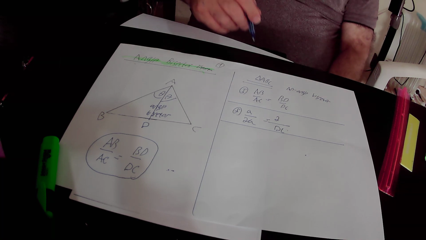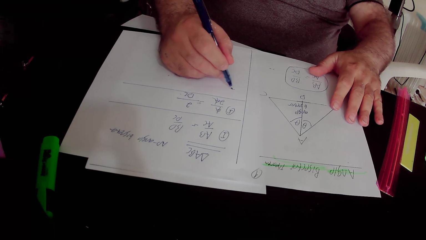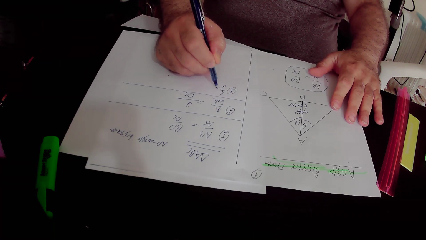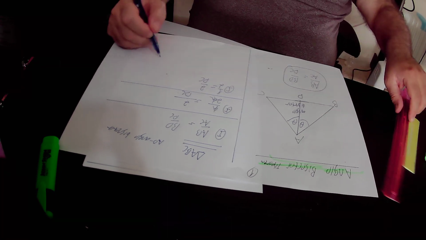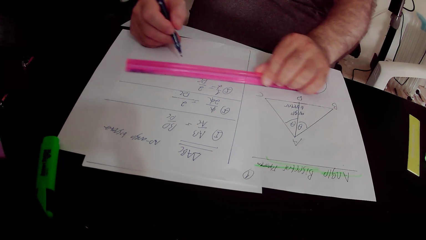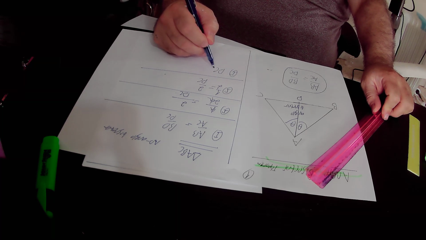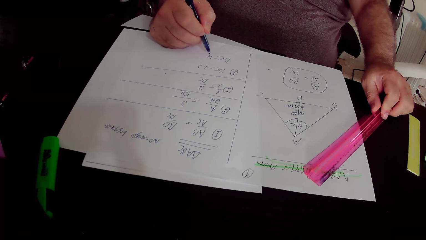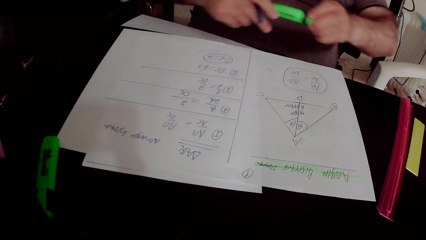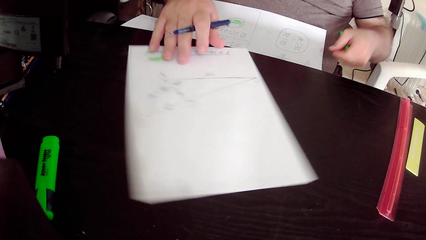A over A is 1, so A gets cancelled. On this side of the equation, we are left only with 1 half. So 1 half equals 2 over DC. Here we cross multiply this equation, and we get that DC equals 2 times 2. That is to say, DC equals 4. We found out that DC equals 4 units, so we write down here that DC equals 4 units.